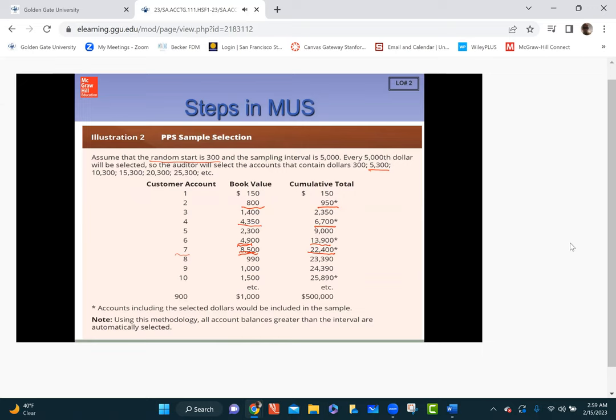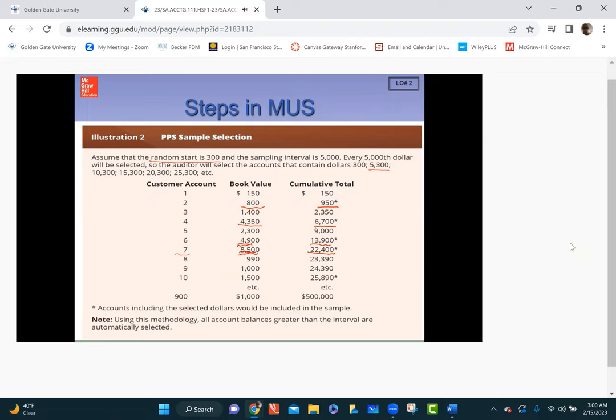The more dollars in an account, probability proportionate to size, the more likely it is that this particular item is going to be selected. It also is giving me an efficient sample. It's doing a stratification here for me, because what? When I send out the confirmation to account number seven, I'm going to actually be testing two sample items, because I'm sampling dollars. I'm not only testing $15,300, but I'm also testing my what? $20,300. That's making this a much more efficient sample. Auditors like that. I'm not going to have to chase as many confirmations here, but I'm still getting nice audit coverage on my dollar balances.